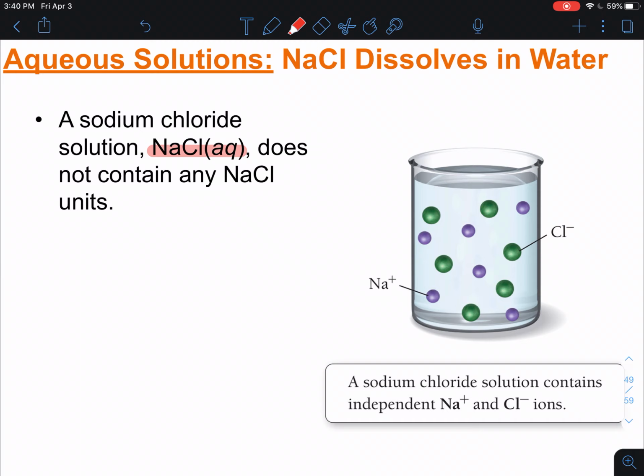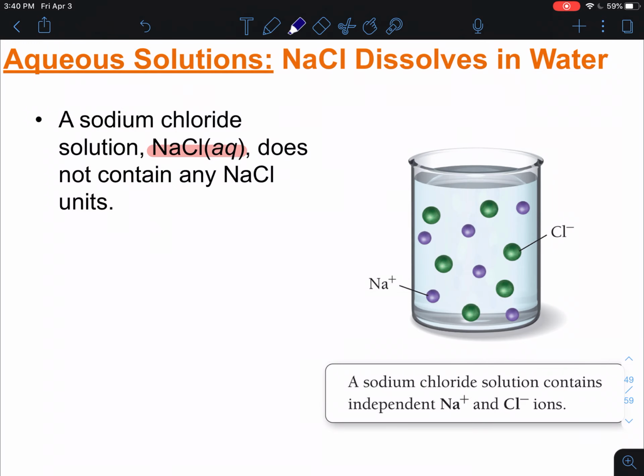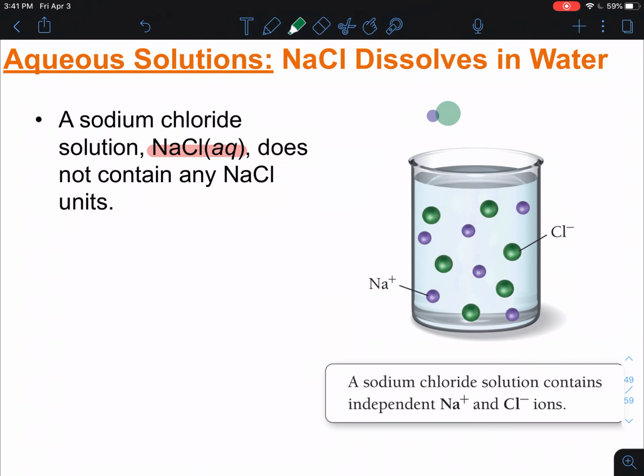So what happens when sodium chloride is in water? In normal life, we have a sodium cation, represented by that purple dot, and a chloride anion, represented by the green dot, sitting out on the table like table salt. It's solid.